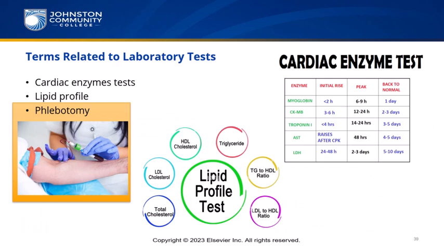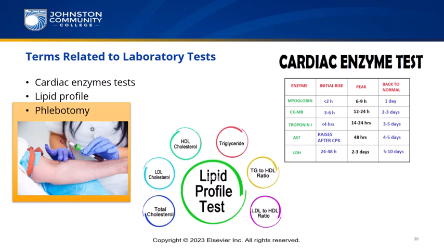Let's look at some related laboratory tests. First, we have the cardiac enzyme tests that are blood tests that measure the amount of cardiac enzymes characteristically released during a myocardial infarction. They determine the amount of lactate dehydrogenase and the creatine phosphokinase in the blood. The lipid profile is a blood test to measure the lipids in circulating blood. Remember, lipids are also cholesterol and triglycerides.